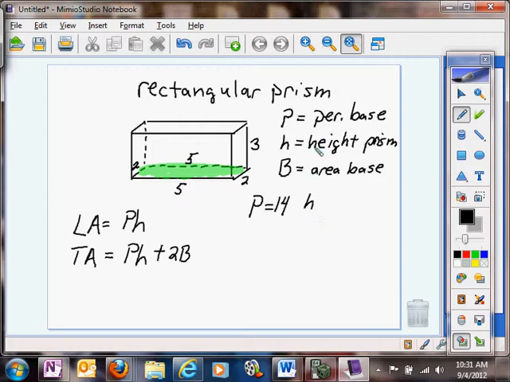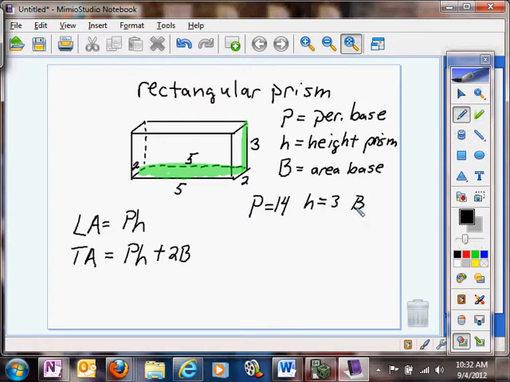Little h is the height of the prism. Well, if this green rectangle is my base, then it should go without saying that this is the height of my prism. And so the height of my prism, little h, is 3.